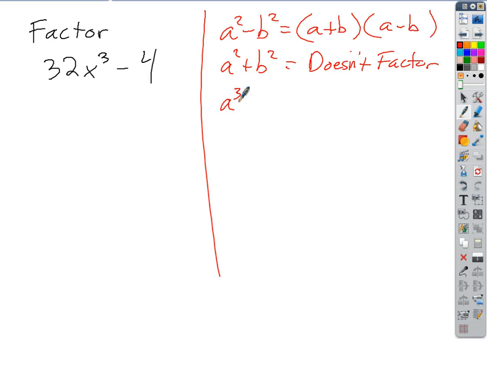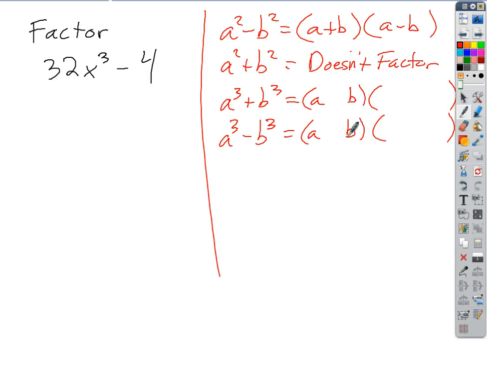Okay, what about a difference? We'll do a sum and a difference of cubes at the same time because they're really similar. Remember, they both factor into a small factor and a big factor. What are the terms in the small factor? A and B. What about in the big factor? A squared, AB, and B squared. Okay, so we just need the signs then.